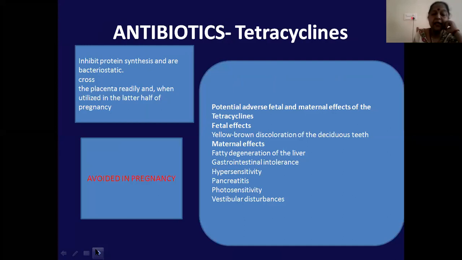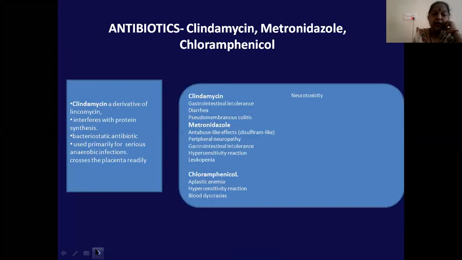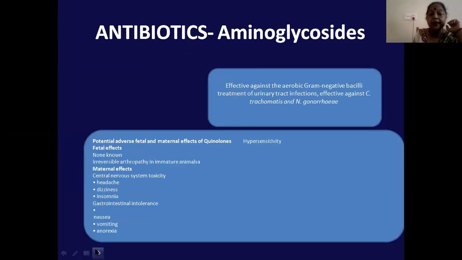About tetracycline I have discussed, so I will not tell again. And other drugs which one should also know about are clindamycin, metronidazole, and chloramphenicol. Chloramphenicol is a drug which can lead to aplastic anemia, hypersensitivity reactions, and blood dyscrasia. And many times we have seen neurotoxicity as well. So these drugs are not used. Aminoglycosides, I have already told that we don't prefer these unless the benefit outweighs the risk.